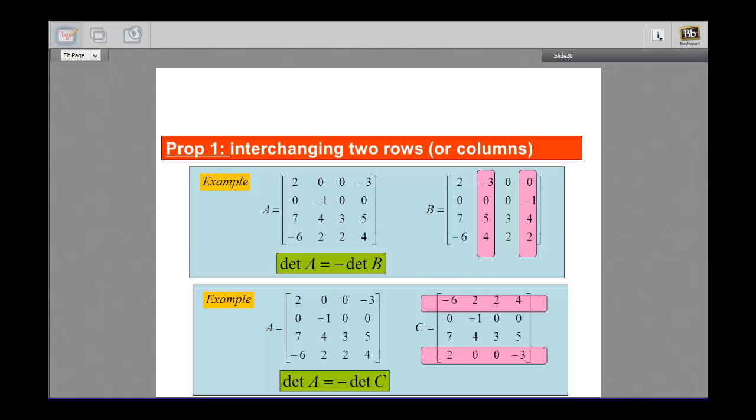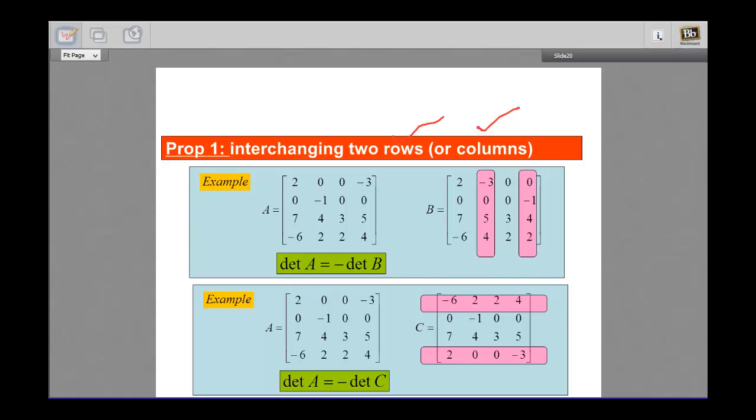Now we are going to discuss several properties of the determinants. There are 6 properties of the determinants, and one by one we are going to discuss them. Property number 1 says that if we interchange any two rows or any two columns, then the sign of the determinant is changed.